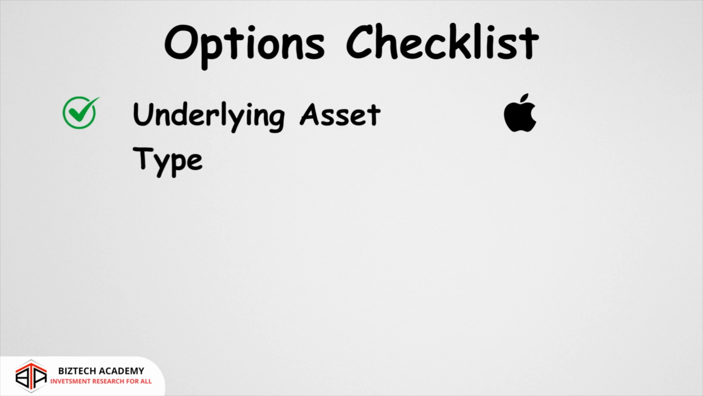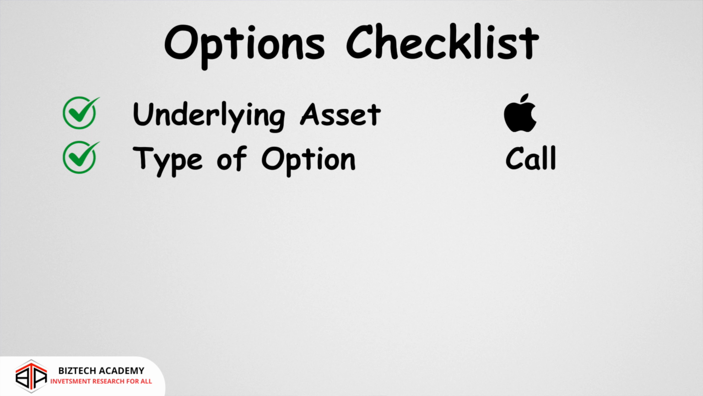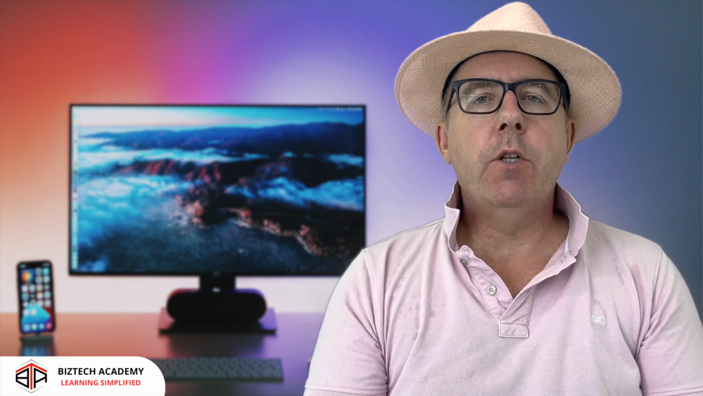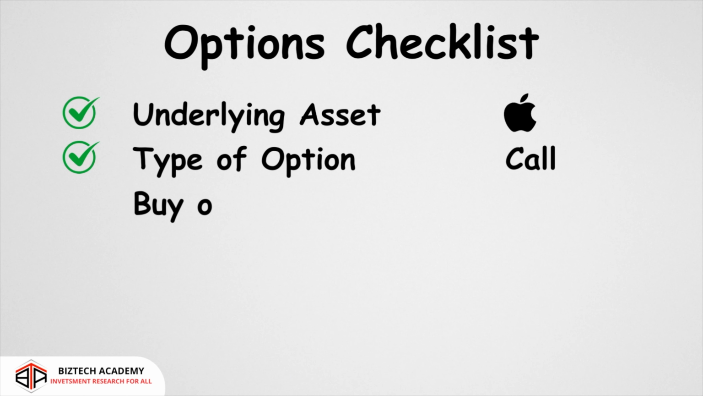Okay, so we have the second item now defined on the checklist, and for the purposes of this example, I'm going to think that Apple shares are going to increase in value over time, and therefore I'm going to buy a call. Now, moving on to the third item on the checklist, we now need to decide whether we want to buy the option or we want to sell the option. I've already mentioned before that we want to buy a call because we think Apple shares are going to increase, so we're going to choose to buy a call.